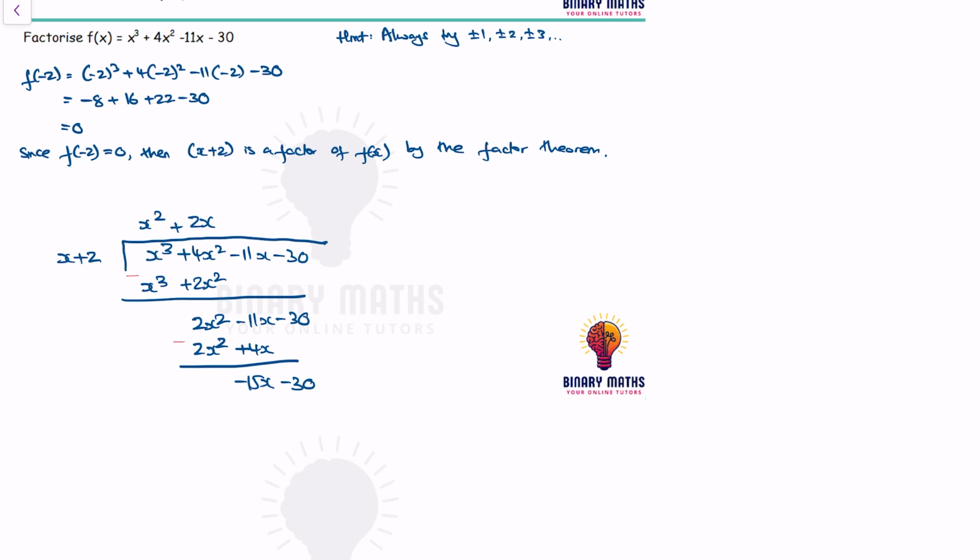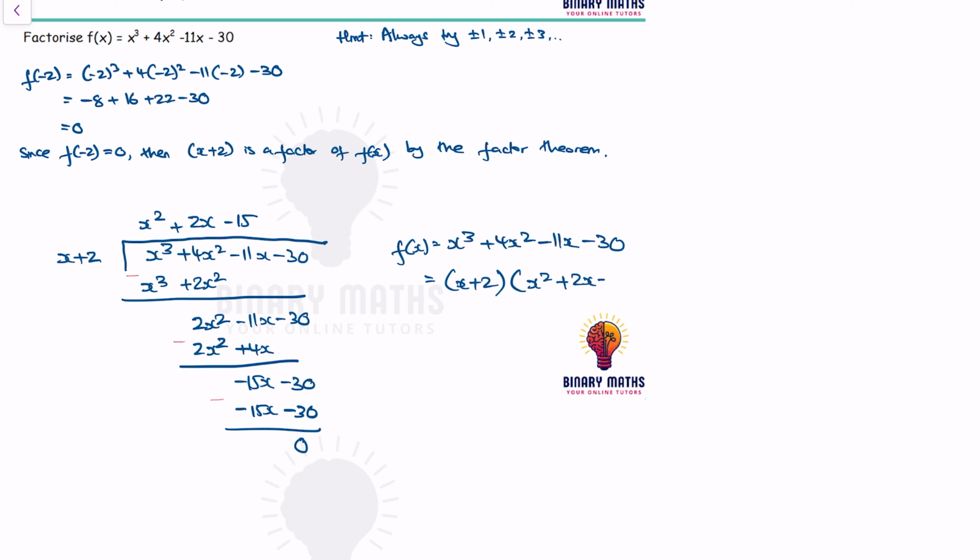X times what gives me negative 15x is minus 15. When I expand it, I get minus 15 times x is minus 15x. Minus 15 times 2 is minus 30. And when I again subtract these, I end up with 0. Now, if x plus 2 is a factor, we want a remainder of 0, so you know you've done it right. So that means f of x, which is equal to x cubed plus 4x squared minus 11x minus 30, is equal to x plus 2 times x squared plus 2x minus 15.